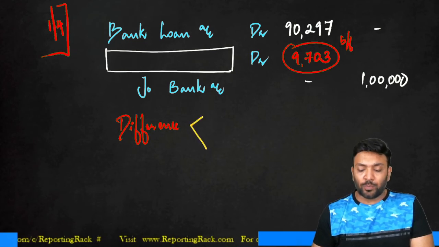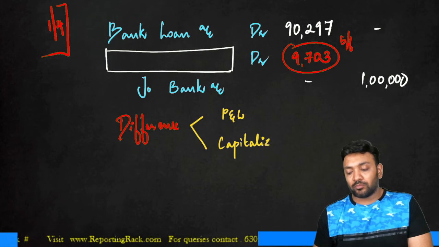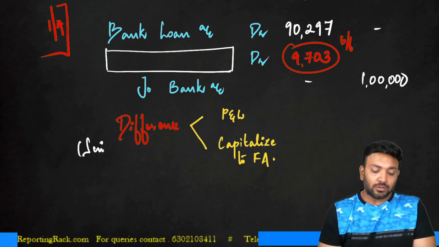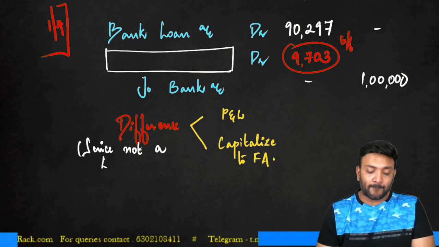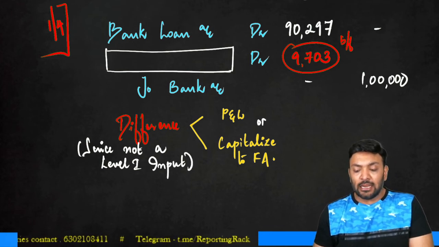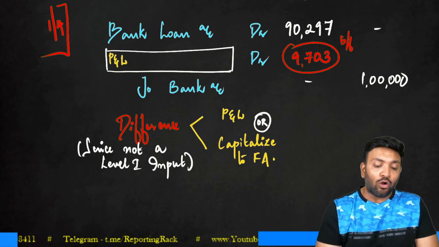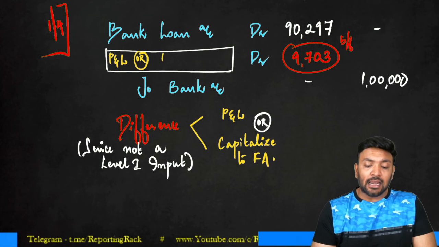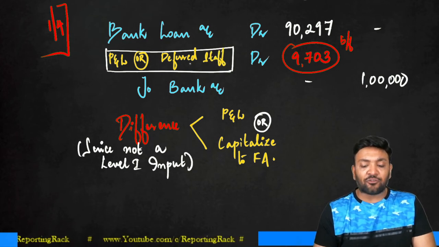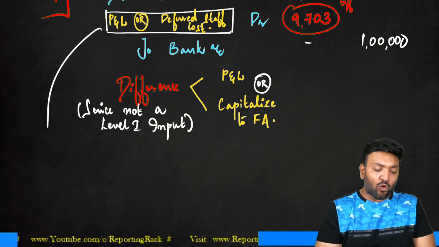The difference should either be transferred to P&L or should be capitalized to the asset. Since it is not a level 1 input, in either of these situations, what is the debit which I do? The debit should either go into P&L or be treated as a deferred staff cost. What happens to this deferred staff cost? It should be transferred to P&L over 5 years.